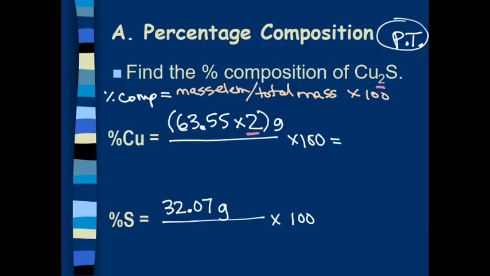Let me change my colors here. We've got 63.55 times 2. That is going to give us 127.1. I'm not too concerned with significant figures at this point. Just don't go crazy with your rounding. And I don't want to see every digit in your calculator either. So 127.1, that's going to be the mass of copper in the numerator.